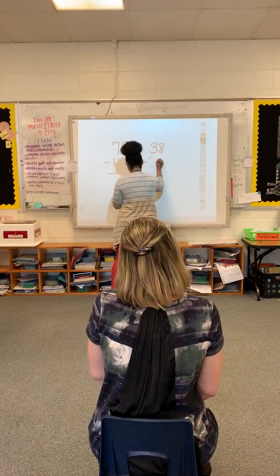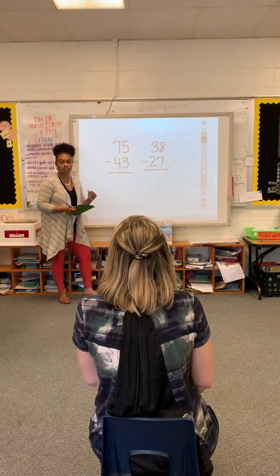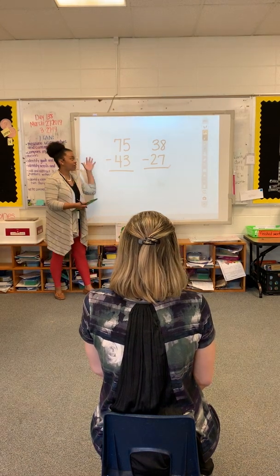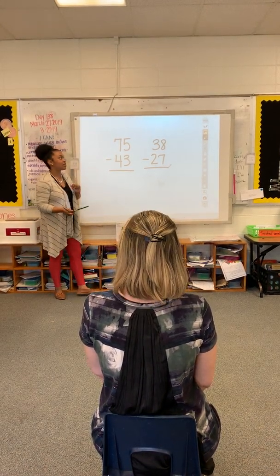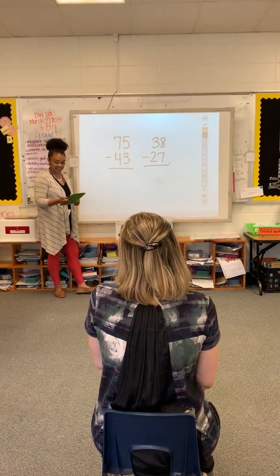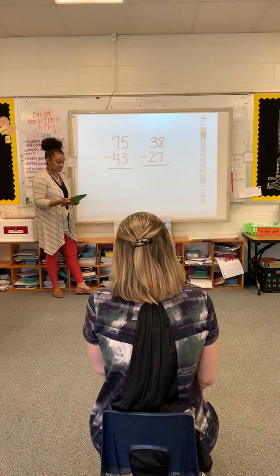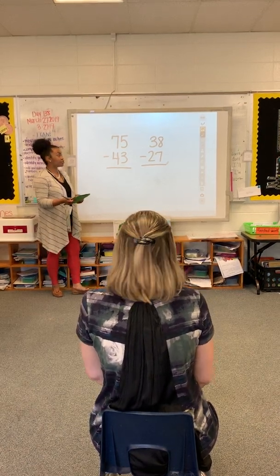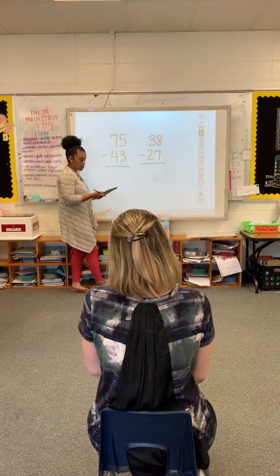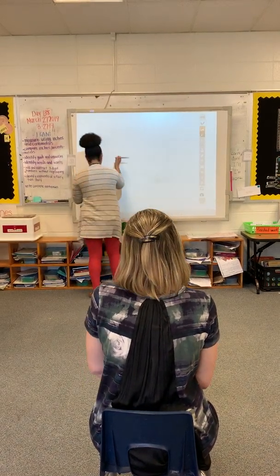38 minus 27. What are we starting out with now in the ones column? 8. And how many are we taking away? 7. Great. So if we're starting with 8, we're taking away 7. Do we rename? No. Why not? Because we have more on the top in the ones column. Good job. Yep, we have more in the ones column on top. So we're starting out with more and we're taking away less. So that's good. All right, we're going to do a couple more just to make sure we definitely understand it before we move on.